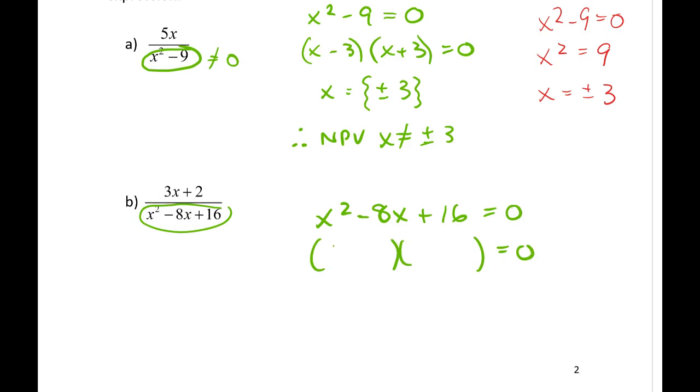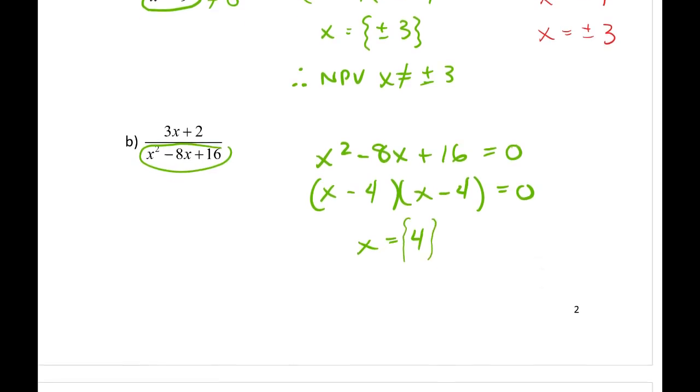What is it factored? X minus 4, x minus 4. So x is 4. That's the value that's going to make it equal to 0. So the NPV then, x cannot be 4. 4 would give you a value of 0 in the denominator, and you can't have that. Okay?